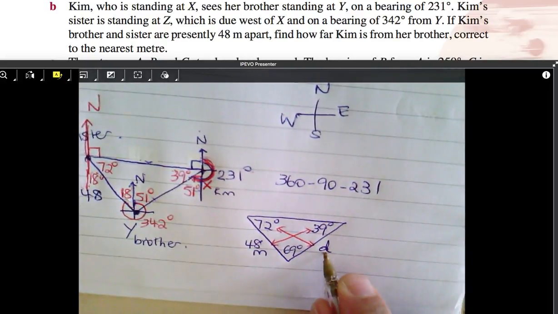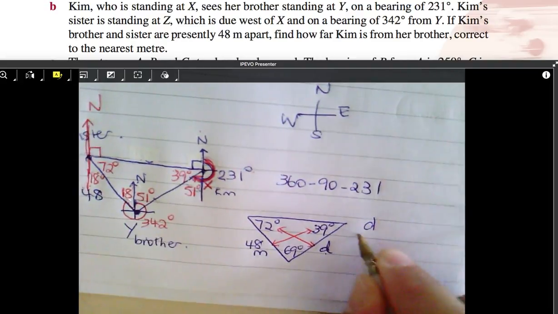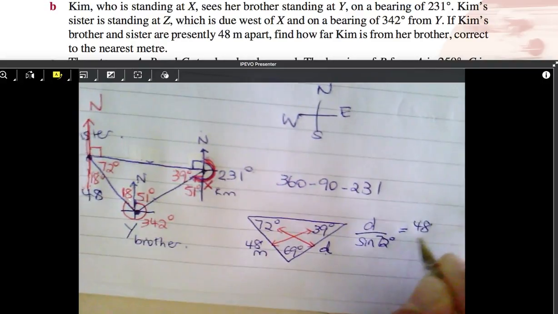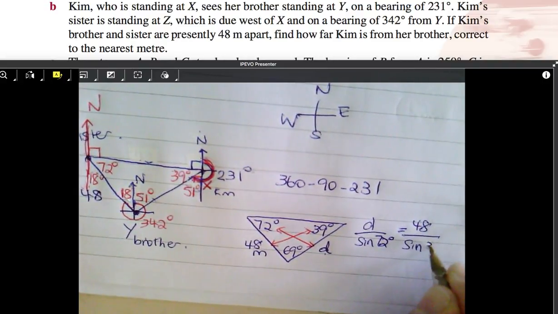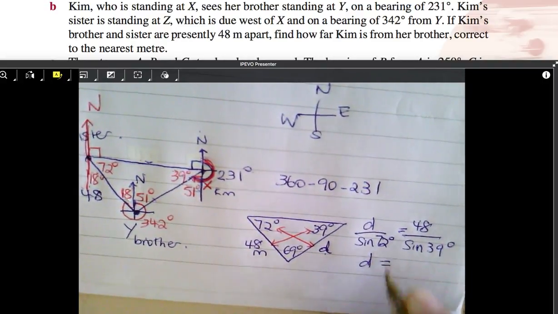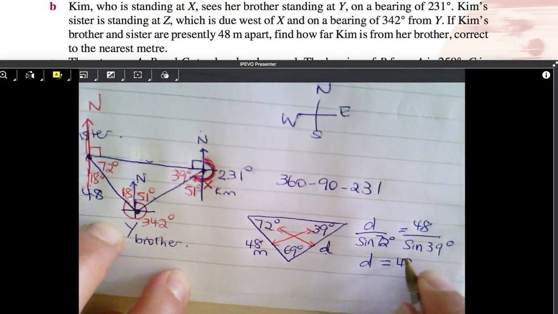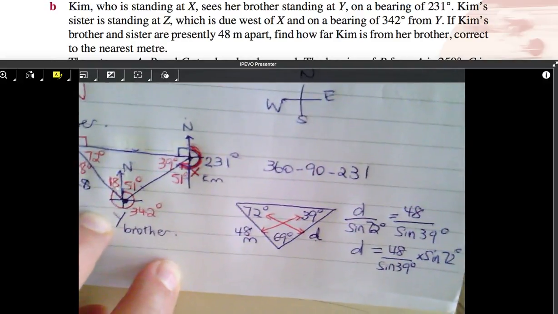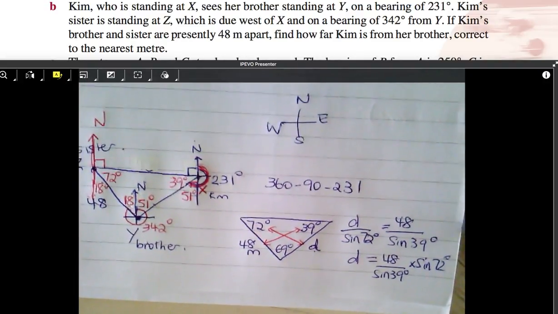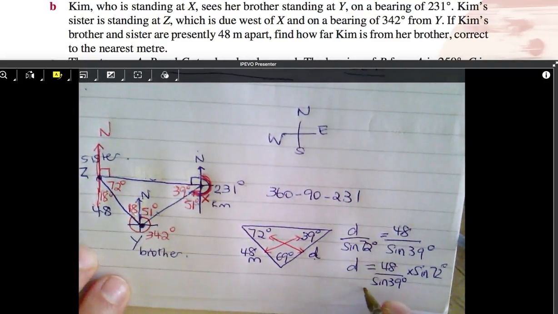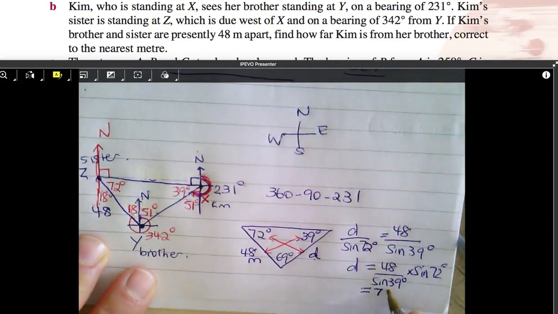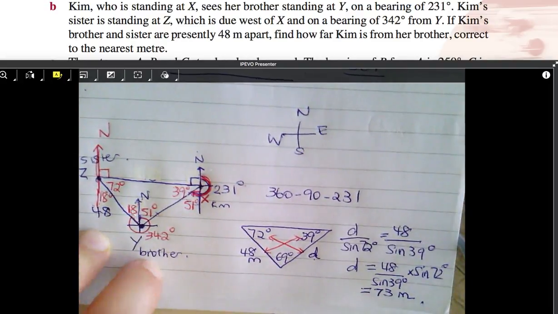That's right. You've got the side length that you want. You put it first. D over sine 72 equals 48 over sine 39 degrees. And then you can work it out. 48 over sine 39 times sine 72. I will zoom in a minute. 72.5 something, therefore it's 73 meters to the nearest meter.